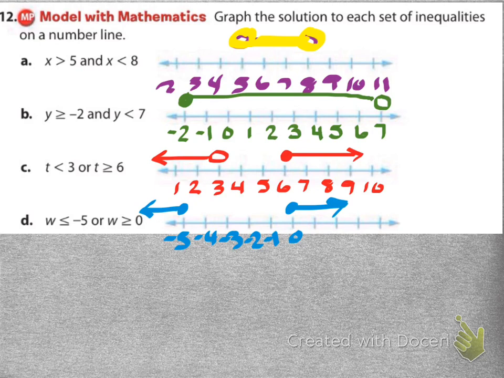And the same with D. We have a closed circle above both the -5 and the 0, and their arrows are going opposite directions as well. This is the last slide we have for our review, so we'll see you in school.